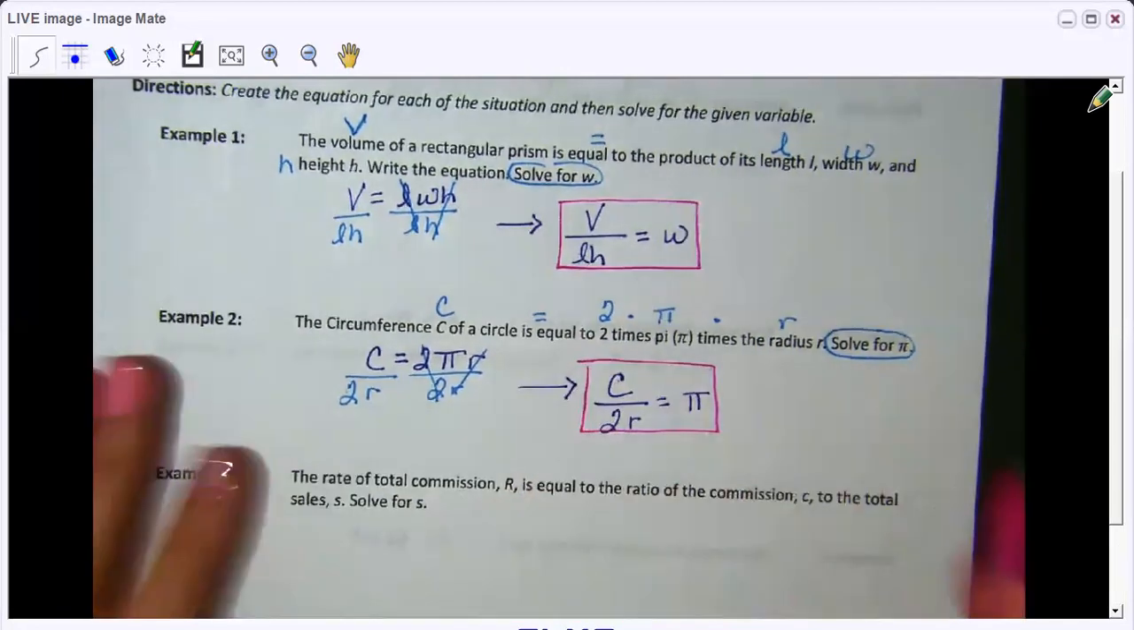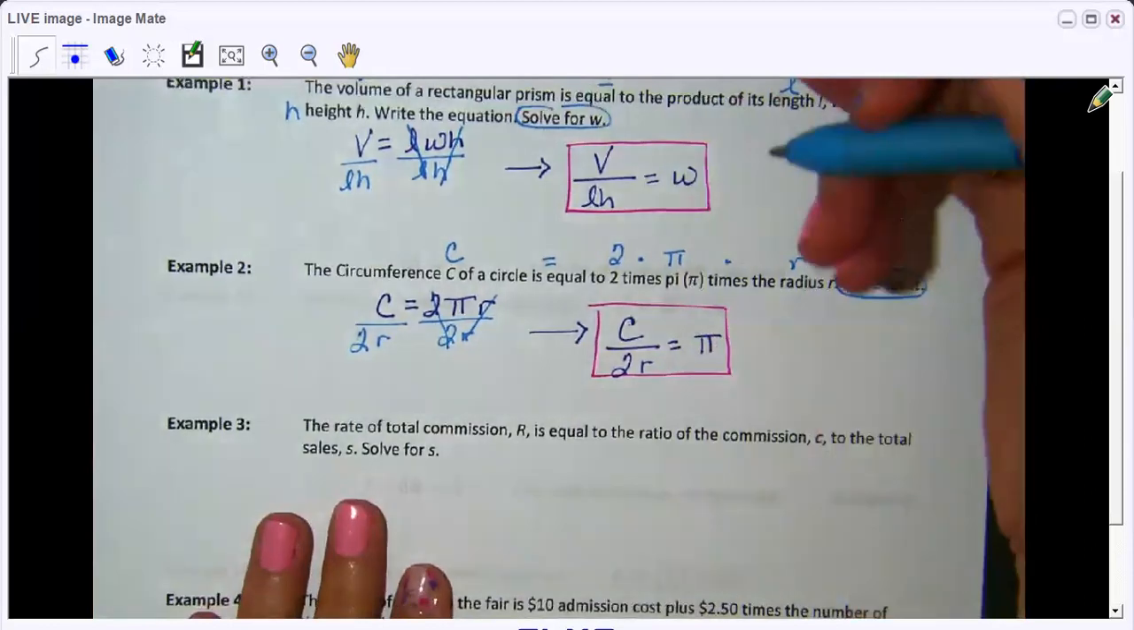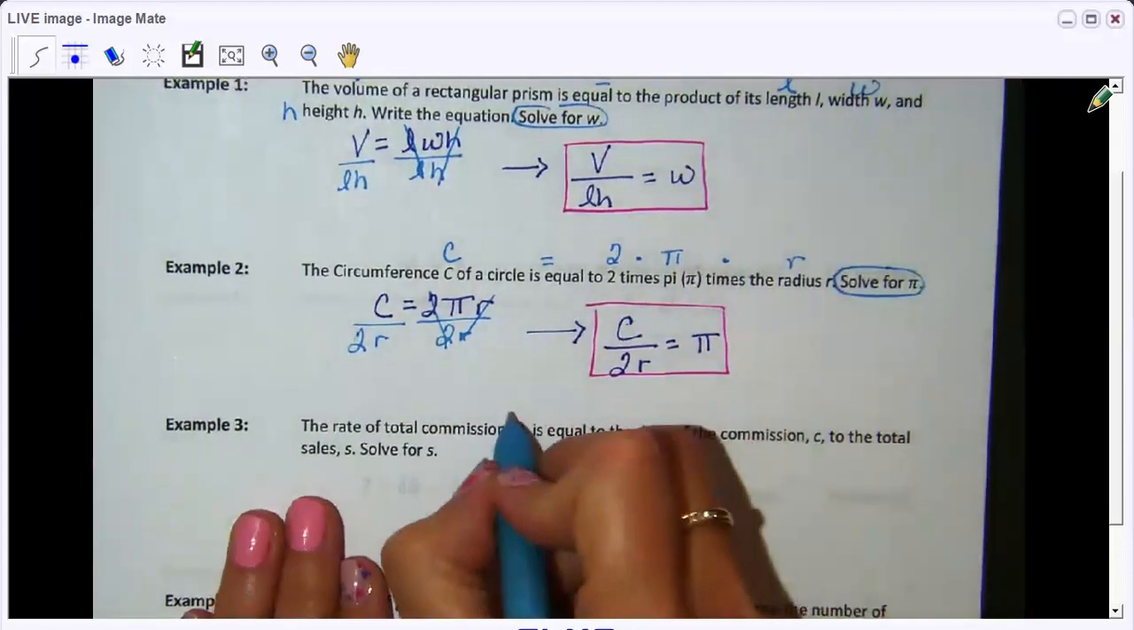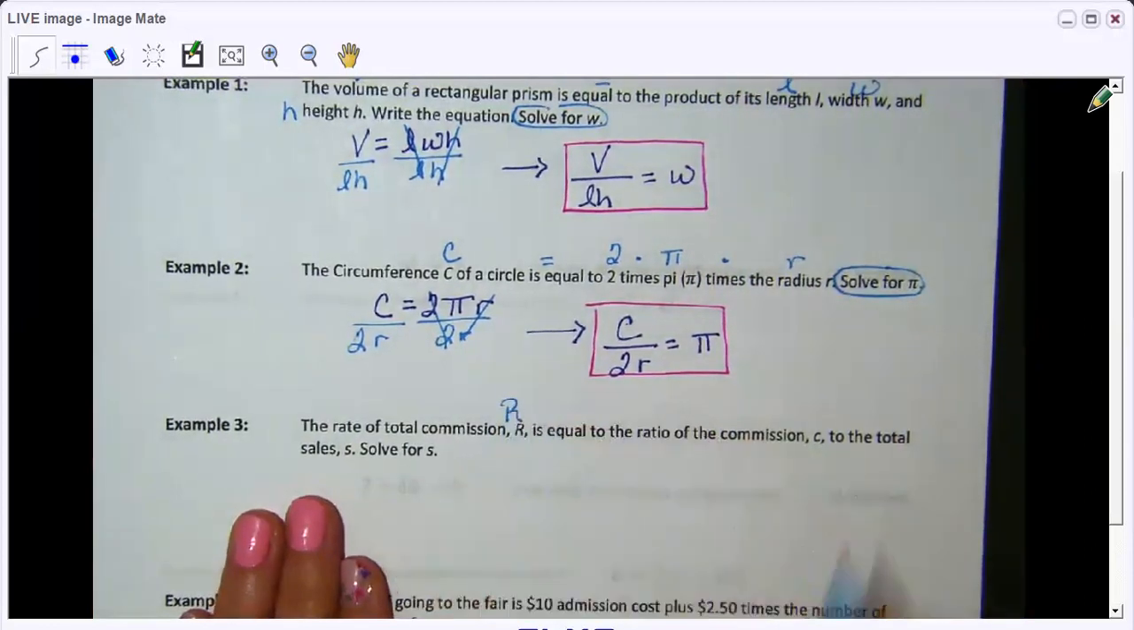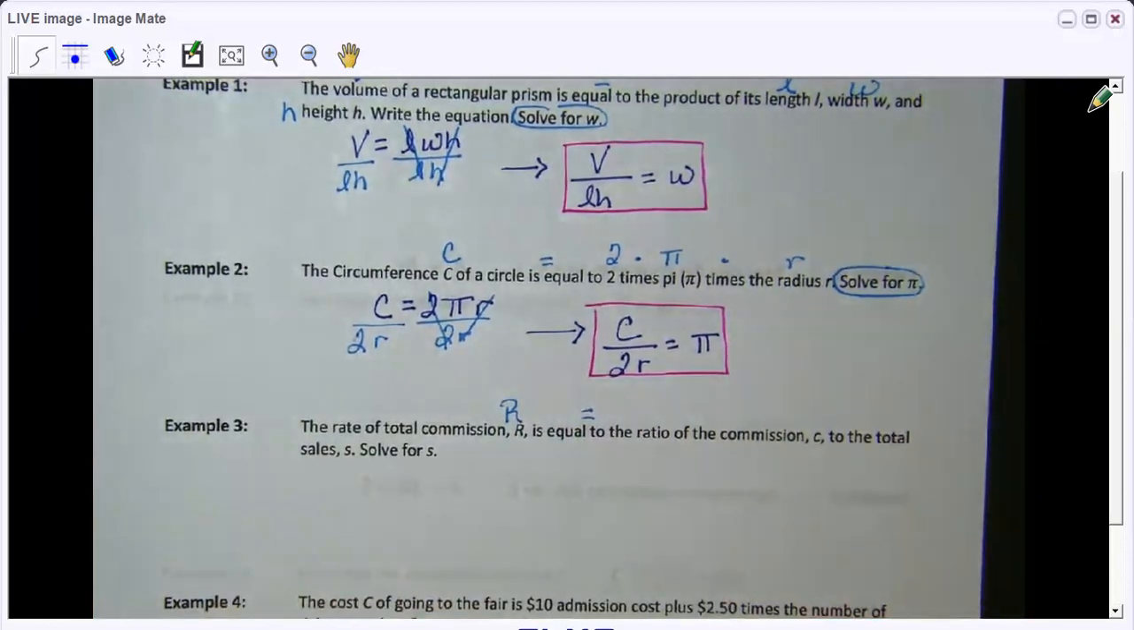All right, let's look at this one. Okay, this one is a little bit different. The rate of total commission R is equal to the ratio of the commission C to the total sales S, solve for S. So I know the first part based on what we did in the first two examples, that the rate of the total commission R is equal to the ratio.